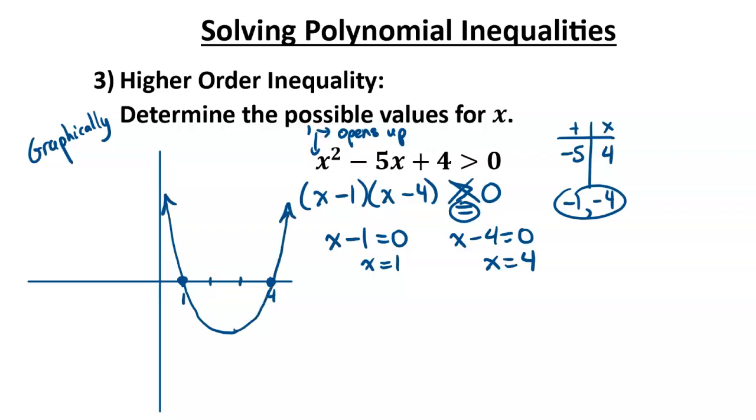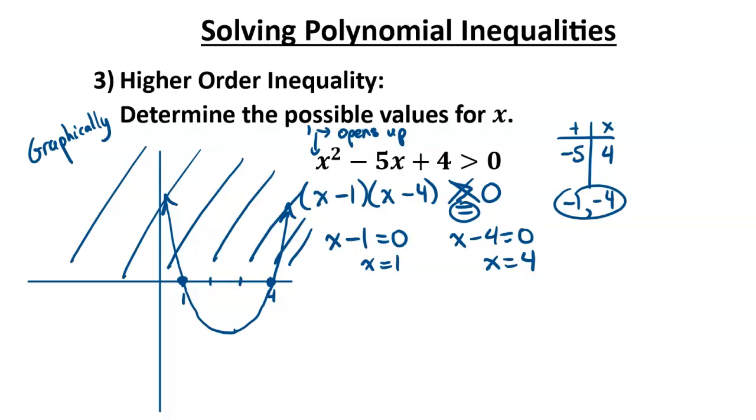We don't know what the vertex is. We don't know what the y-intercept is. We don't care about that. Because all we care about is that this equation is greater than 0. Well, if that equation is represented by a parabola, where is that parabola greater than 0? The parabola is greater than 0 everywhere up here.